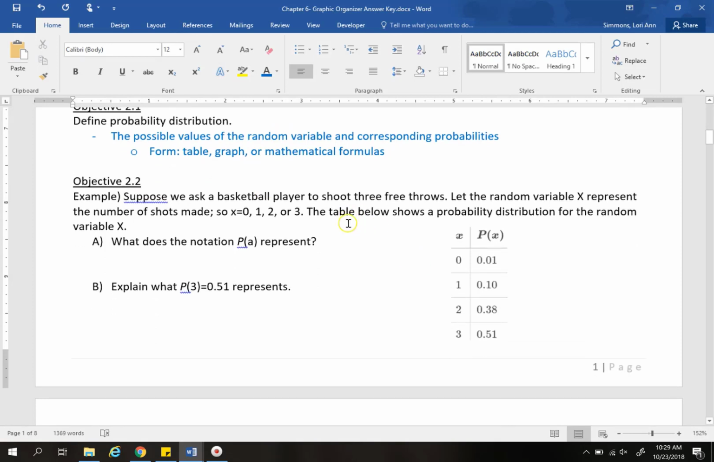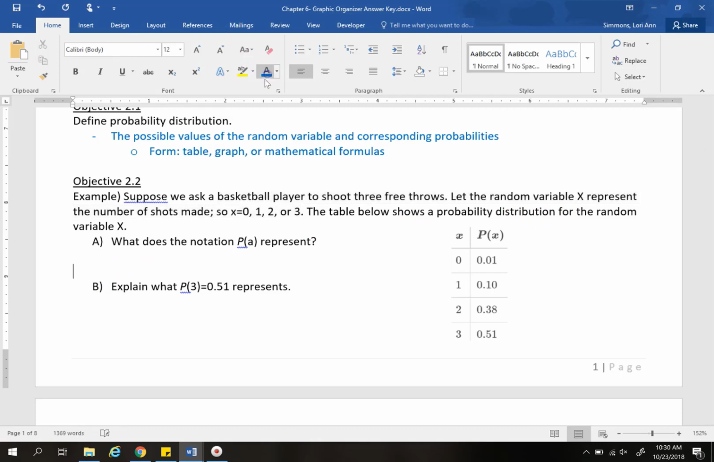Suppose we ask a basketball player to shoot 3 free throws. Let the random variable x represent the number of shots made. So x equals 0, 1, 2, or 3. Just like what we did above, the three free throws are discrete. The table below shows a probability distribution for the random variable x.